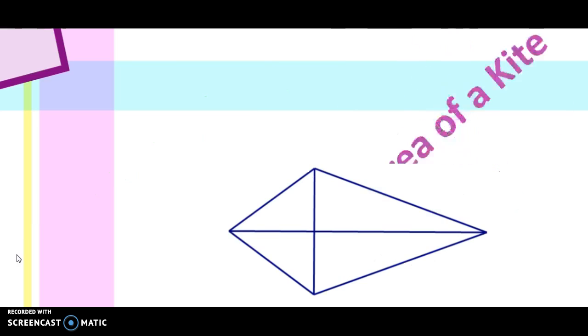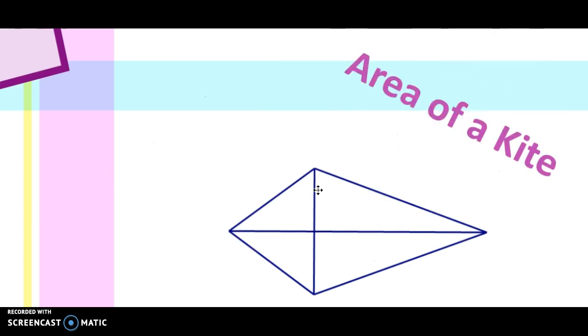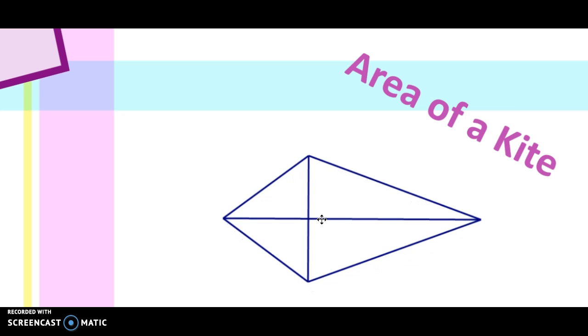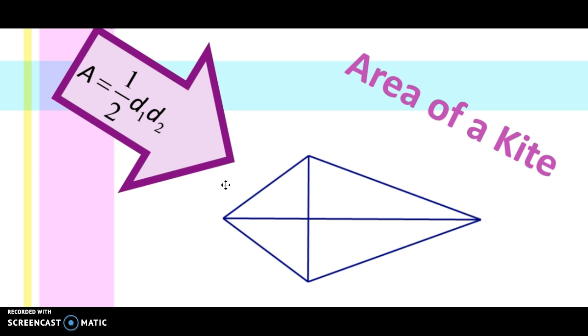Okay, next shape is a kite. And a kite is similar to a rhombus in the sense that it has right angles in the middle, but the diagonals do not bisect each other, so you have to deal with them a little bit differently. Ironically, though, you can use the same formula for the area of a kite as you do for a rhombus, and that area is 1/2 diagonal 1 times diagonal 2.